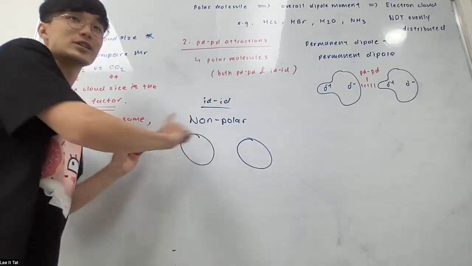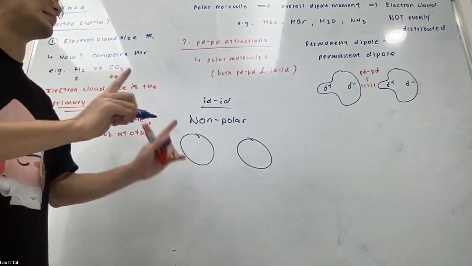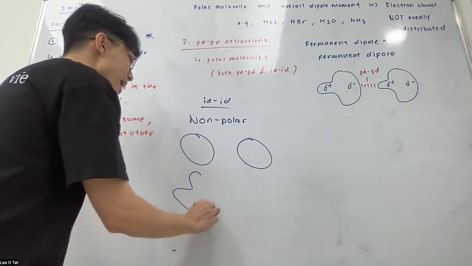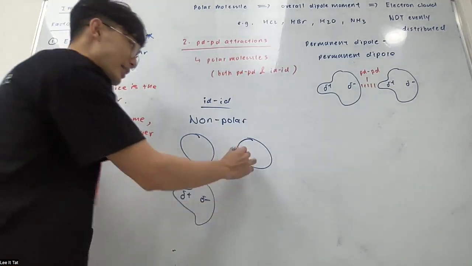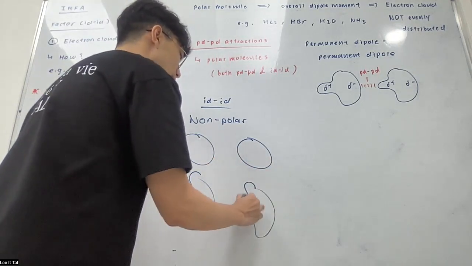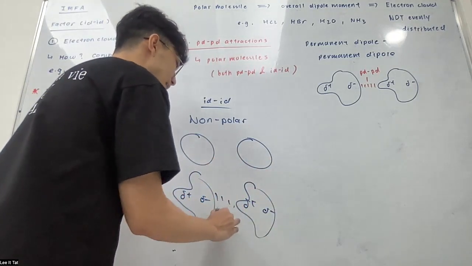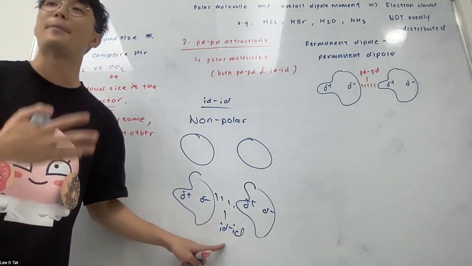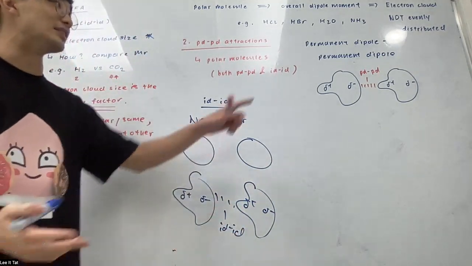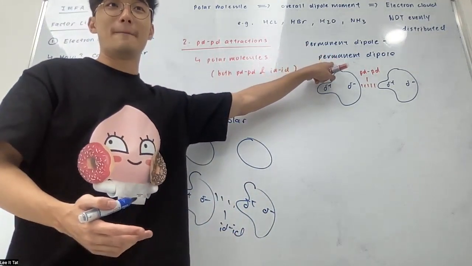Good. Electrons are always moving. So at any instance, at any point in time, it will have a polarized electron cloud. Then the other molecule will also follow suit. And then this is the ID attraction. You can think of it this way: this is a lot more fleeting, a lot more passing, temporary, whereas this is a lot more permanent.